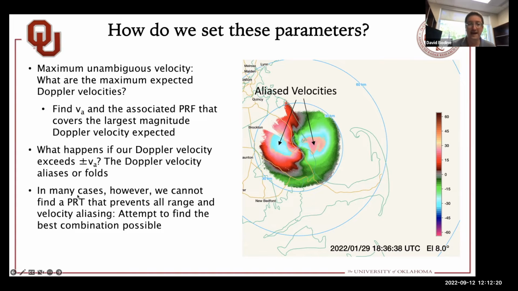So in general, we may not be able to find a PRF or PRT that perfectly addresses all of these things. So you try to find the best combination possible, perhaps through some experimentation and experience.